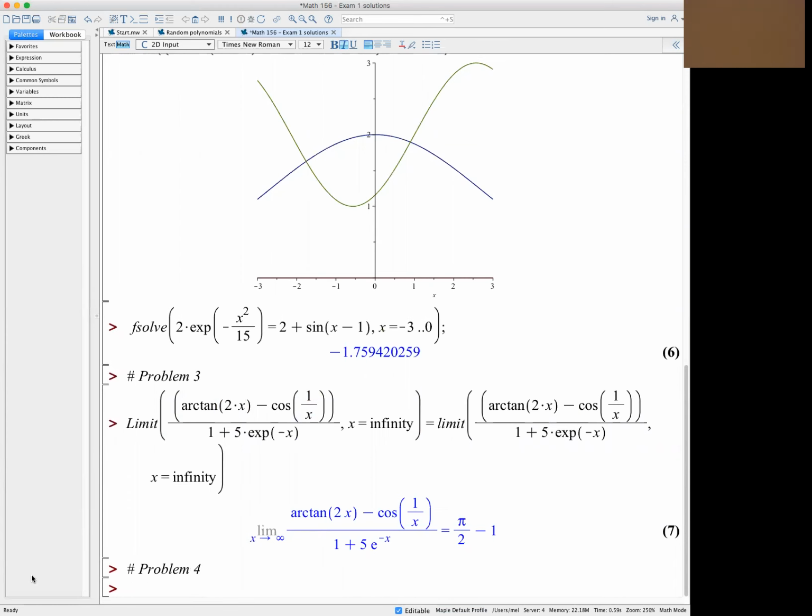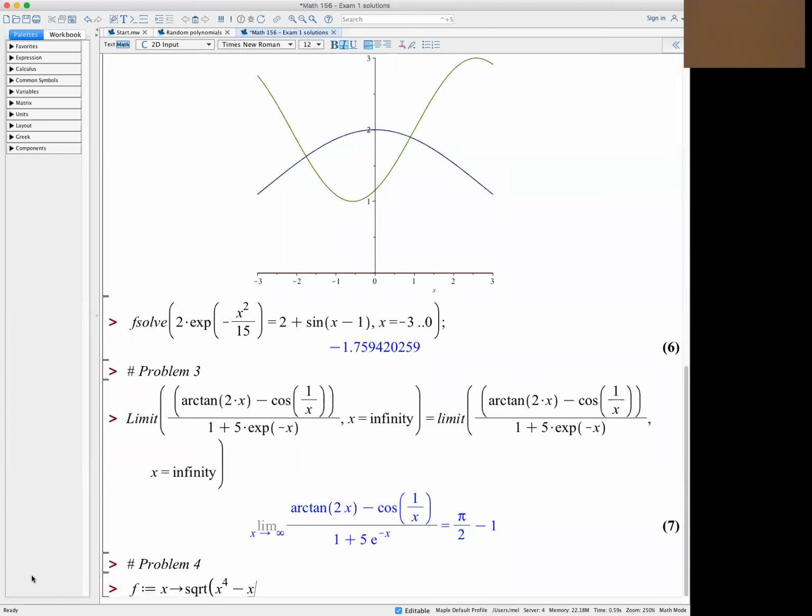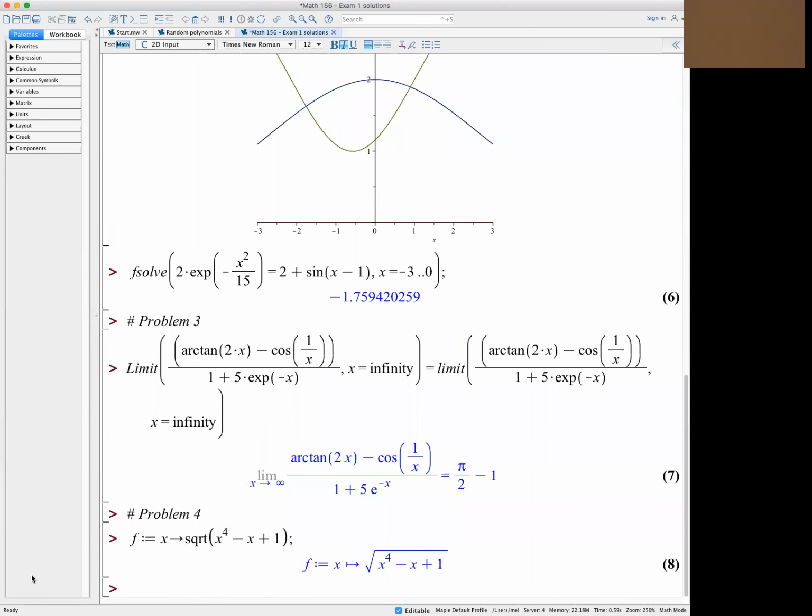Problem 4, we have a certain function, and I want to find the tangent and the normal line to the curve, to the graph of the function at x equal 1. So let me just write this as a function, f of x. So x goes to square root of x to the 4th minus x plus 1. That's my function. And we know the formulas for the tangent and the normal line.